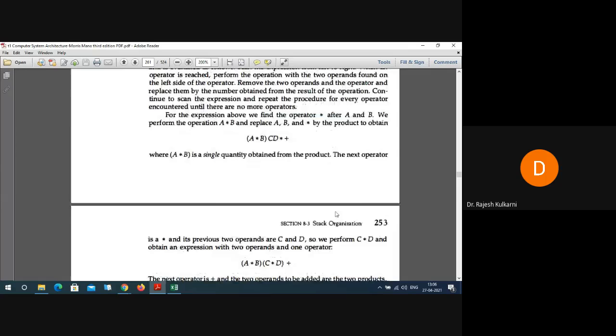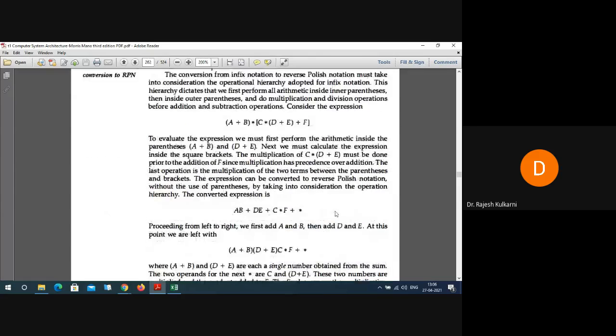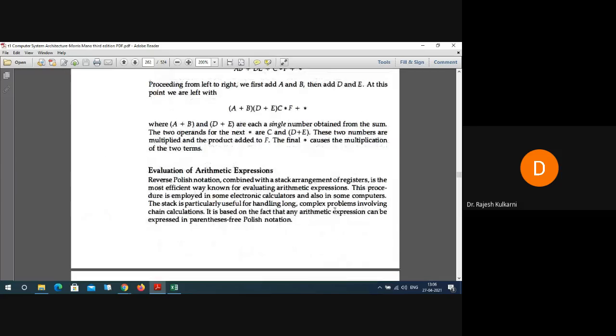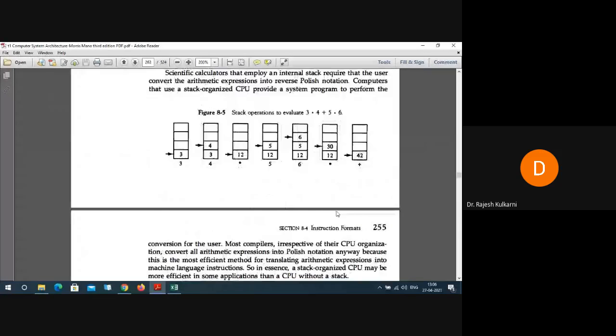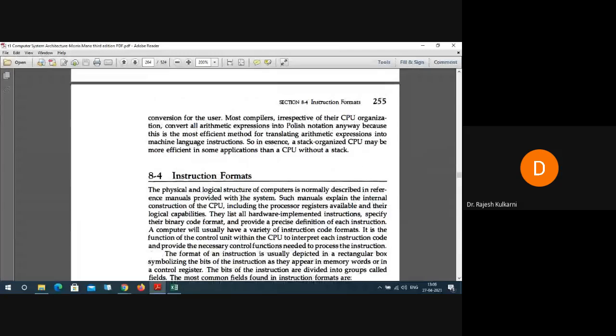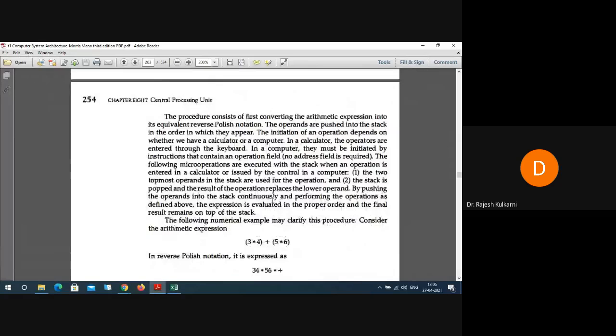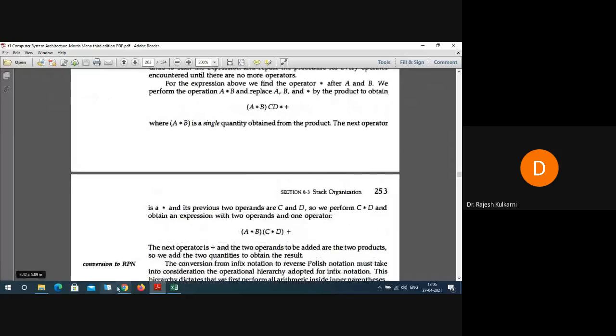So this reverse Polish notation is suitable for various things, including translation. Which translation? Translating our instructions into machine level language format. Hopefully it makes sense to you.